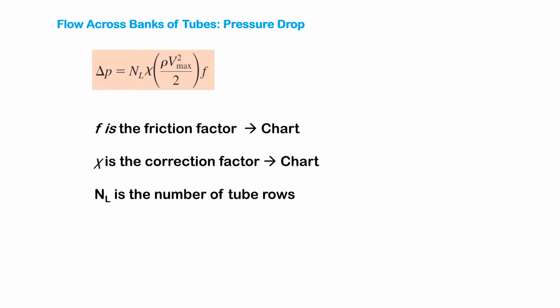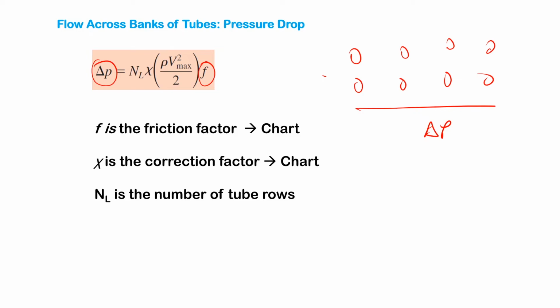And if you need to calculate the pressure drop, so what is delta P when there is a tube bank? This is important because, let's say you are trying to select a pump for a heat exchanger. It has a tube bank inside, so how are you going to decide what power you need? So we have an empirical equation here. The equation has two variables. F is the friction factor and chi is the correction factor.